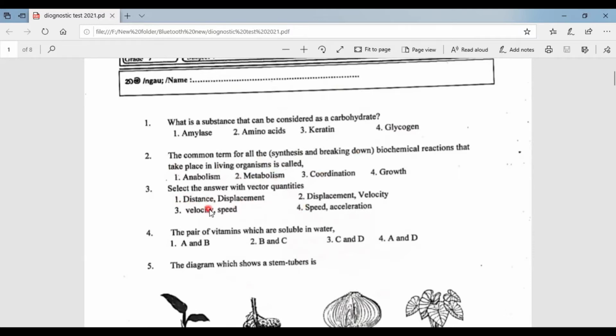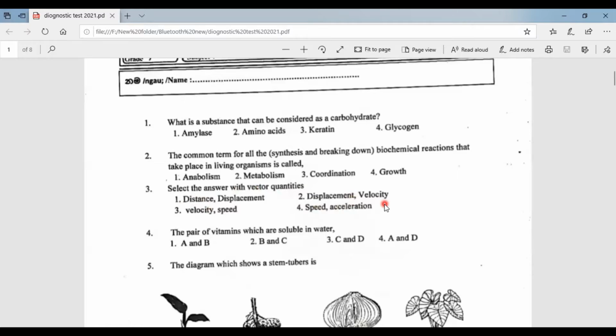Select the answer with vector quantities. Here, distance is a scalar quantity. Vector quantities are the quantities that have magnitude and also direction. So for distance, we are not considering the direction of that, so distance is a scalar quantity. Here, displacement and velocity, in these two we are considering the magnitude and the direction. So displacement and velocity are vector quantities.